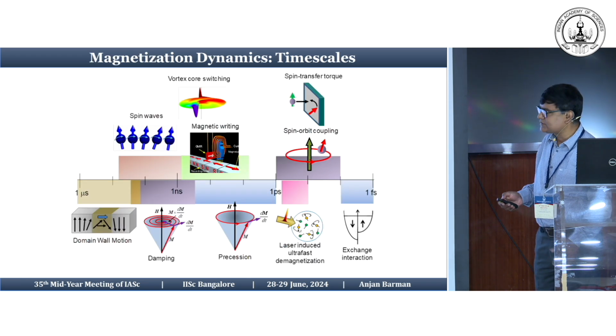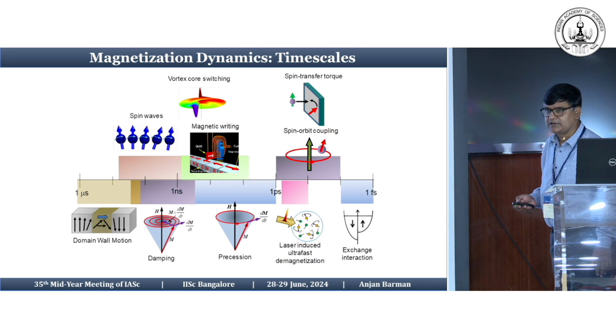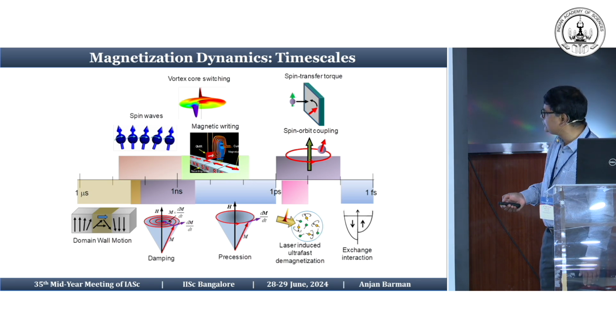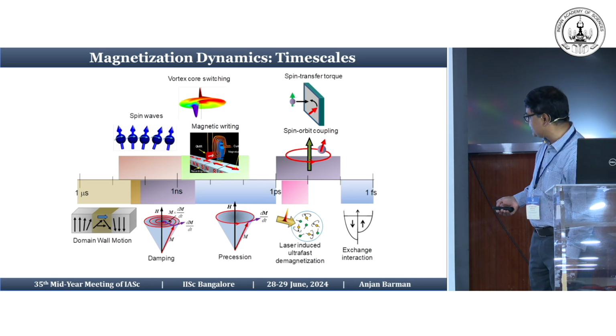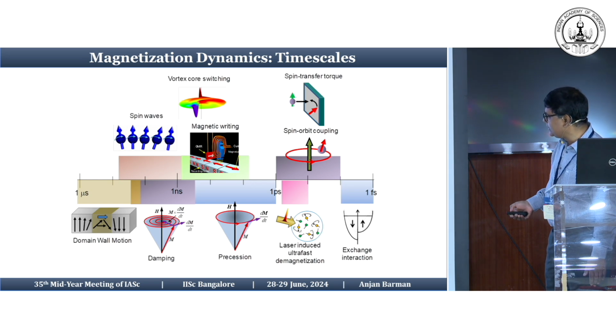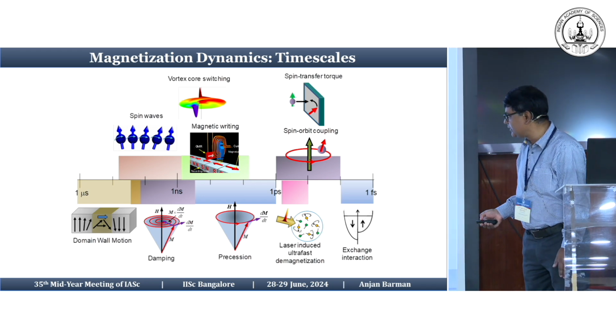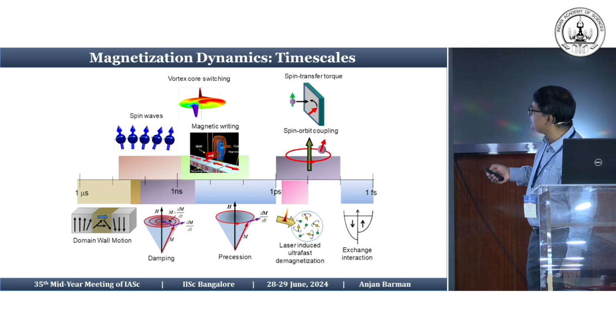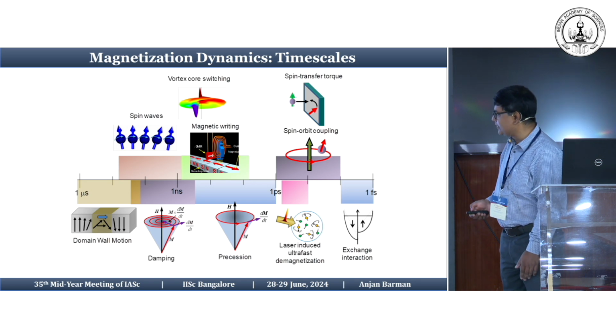So that requires the magnetization to be manipulated in a very fast time scale, and so we'll go through the time scales of magnetization dynamics. Here I show from femtosecond to microsecond, like 10 to the minus 15 to 10 to the minus 6 seconds. The most fundamental exchange interaction, Heisenberg exchange interaction, falls in the femtosecond time scale. Spin orbit coupling comes in the hundreds of femtosecond time scale, and the laser induced ultrafast demagnetization that I will describe today falls in this time scale.